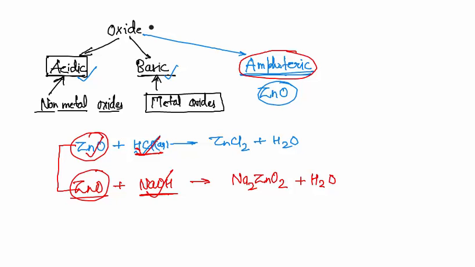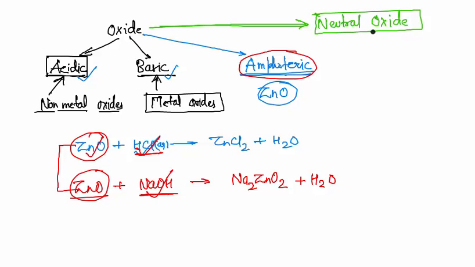So that's why we call this oxide amphoteric oxide. There is one more type of oxide that you will study, the neutral oxide. Very important, you have to remember this. Only four neutral oxides are there in chemistry: CO, carbon monoxide; N2O, nitrous oxide; NO, nitric oxide; and H2O, the oxide of hydrogen.